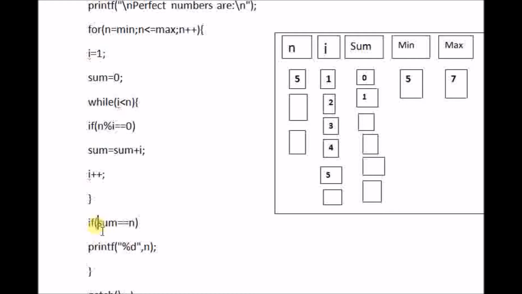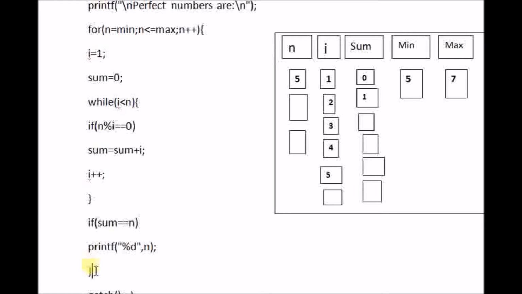What is the next line? It's an if condition. If sum equal to n. What is the value of sum? 1. And the value of n is 5. No, the condition is false. So we are not printing any value in the output.